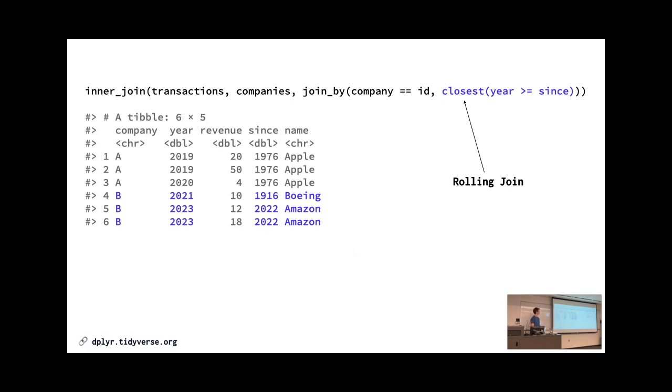So I think that rolling joins are actually more useful than general inequality joins, because generally you only want the closest match. In a lot of data frames, if you just did year greater than or equal to since, it will match thousands of rows. And typically you only want the closest one. So I think closest will be a very popular helper when you're doing any kind of inequality join.